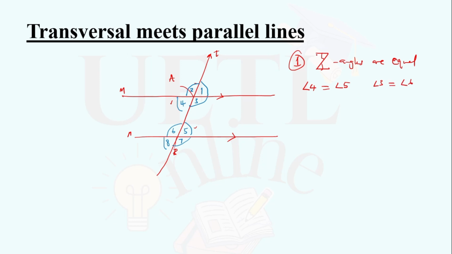When they form a Z like this, from here to here and here, they are equal. And here they form a Z as well, which means they are equal. So that's the first law.